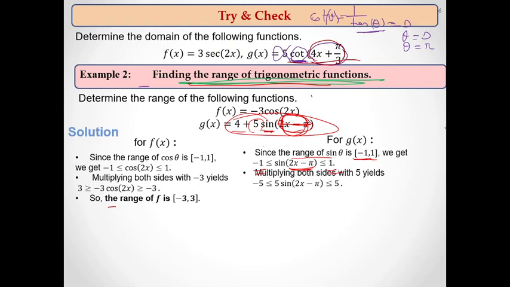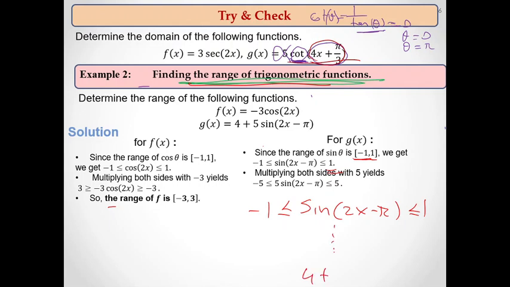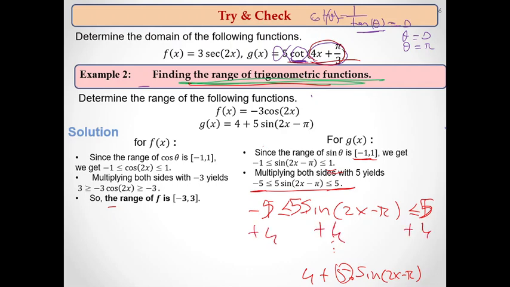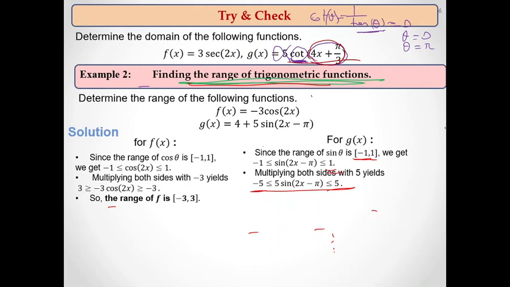So how can I get from sine 2x minus pi, which is less than 1 and bigger than -1, to 4 plus 5 times sine 2x minus pi? One thing you can do is multiply by 5, and it gives you this. Then you can add 4 to all sides, and it will give you -1 on one side and 9 on the other side.